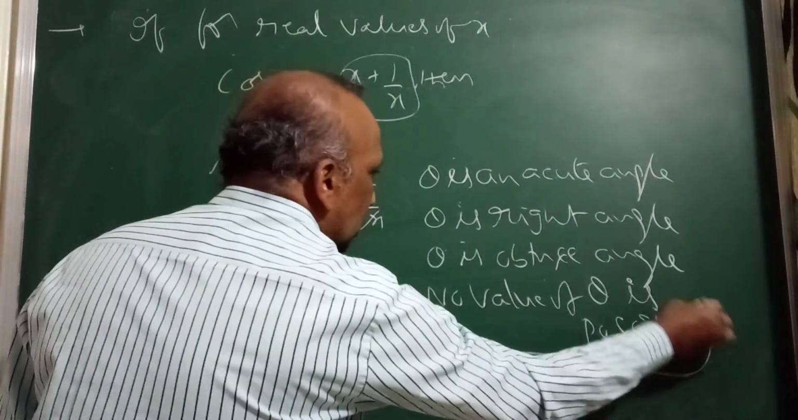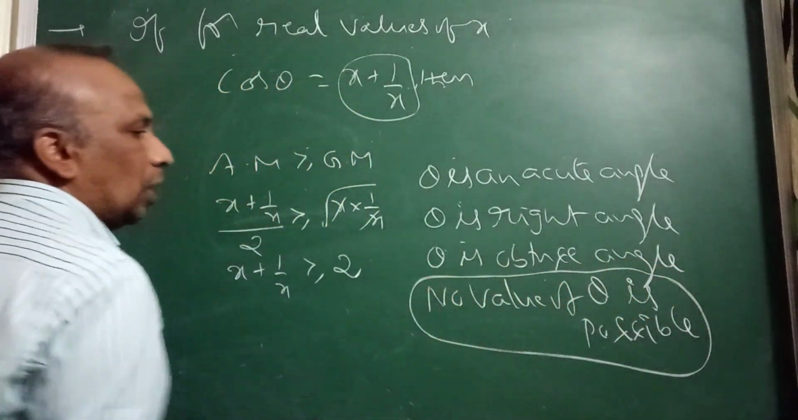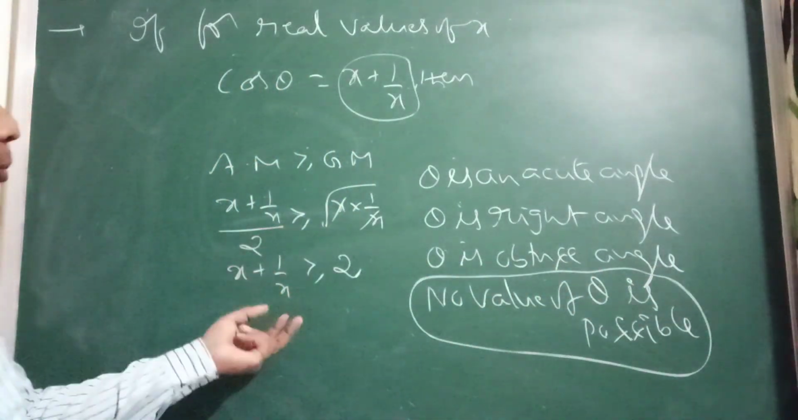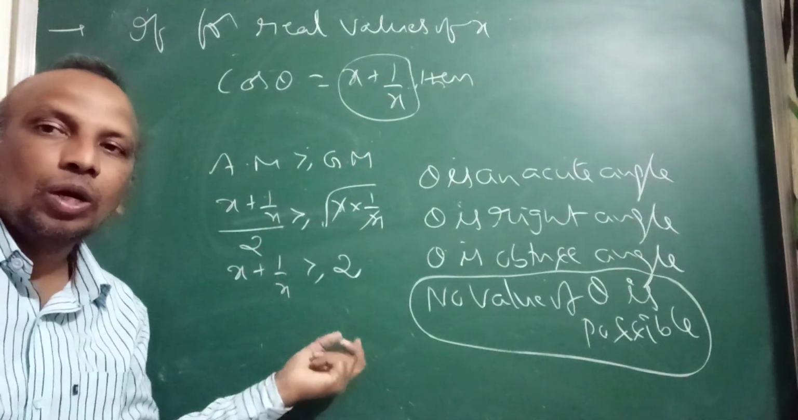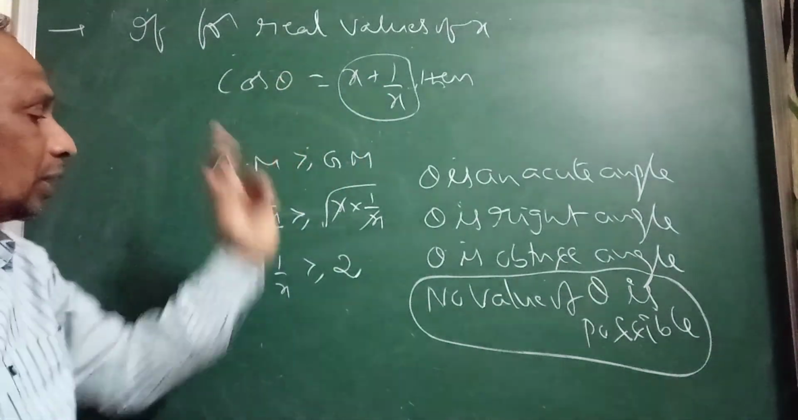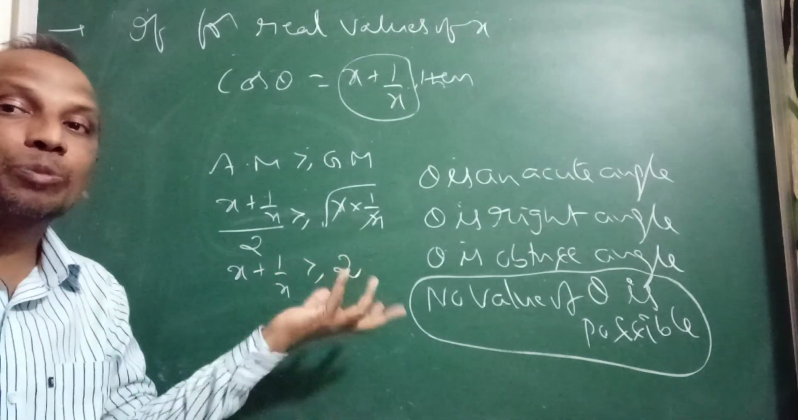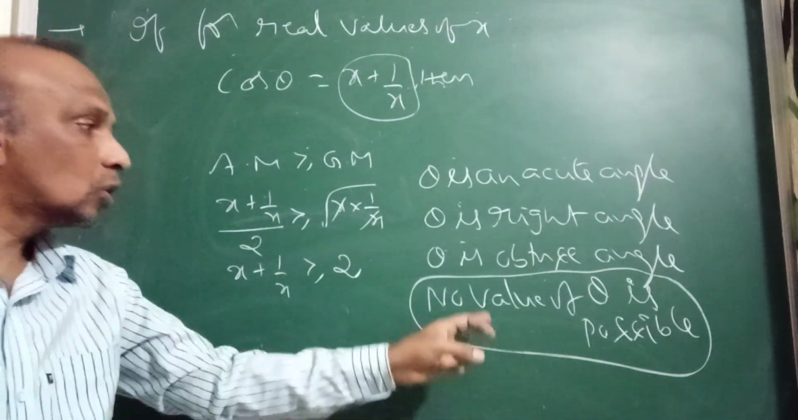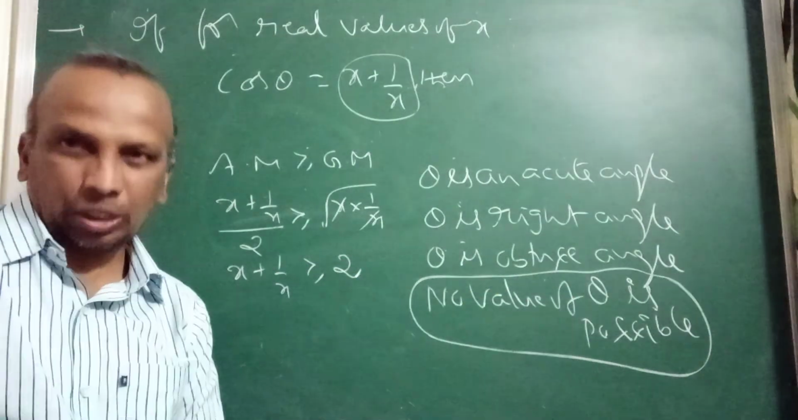So this is our answer: no value of theta is possible. Why? Because here you got the minimum value of x plus 1 by x is 2. So we can't find a corresponding theta to get 2 like that, because the maximum value of cos theta is 1. So there is no value of theta possible.